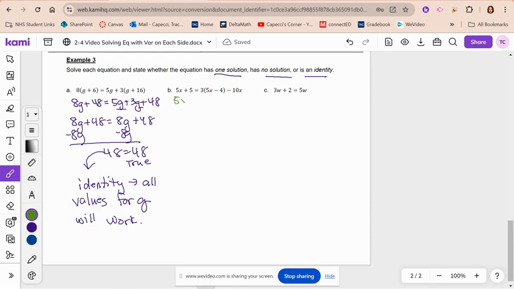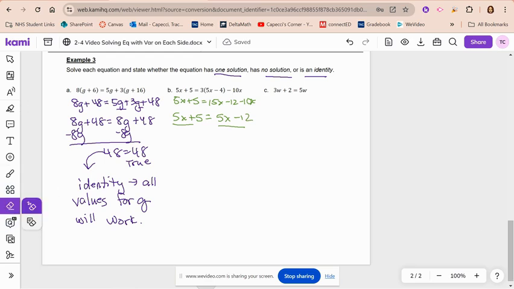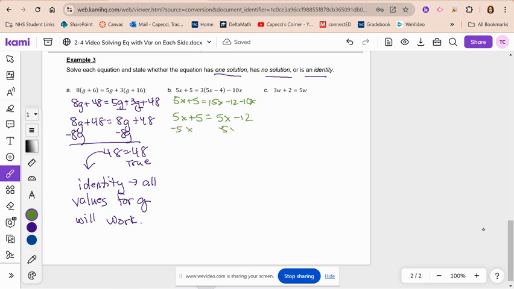We have 5x plus 5 is equal to 15x minus 12 minus 10x. Left-hand side is already kind of cleaned up. Let's look at our right-hand side, and we have 5x minus 12. Now, at this point, you can see that they're not exactly the same. Not really sure what that's going to do, but it's definitely something to notice as you start to do more, right? So again, I'm going to move my variable first.